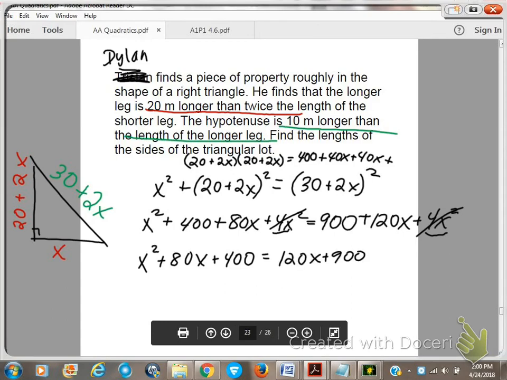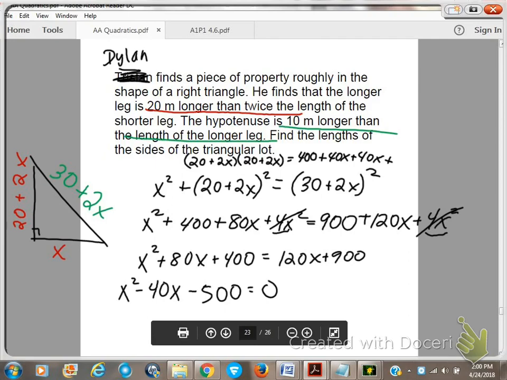Is this still a quadratic equation? Yes. Okay, what do we like quadratic set equal to? Zero. Okay, so I'm going to pull the right side on over. So if we subtract 120, I think you get negative 40. X squared minus 40x minus 500 equals 0.